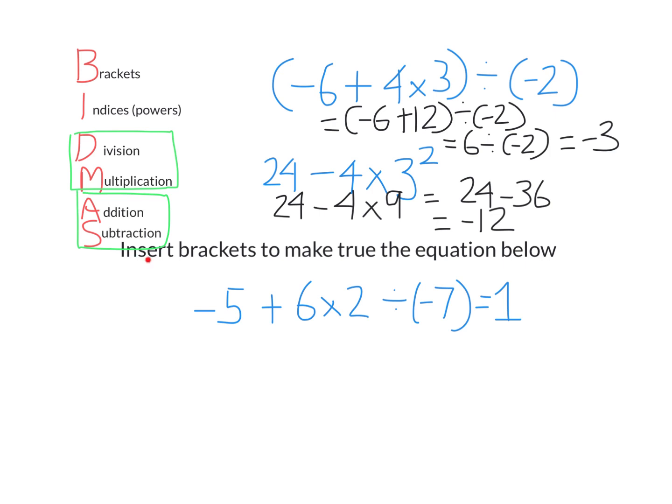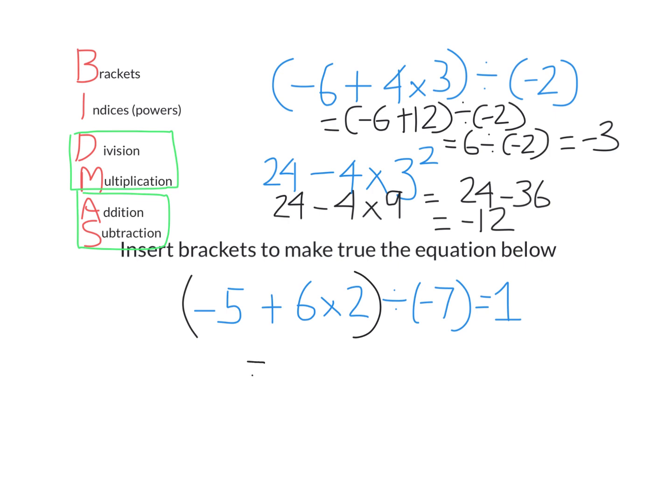Let's look at this question. Insert brackets to make true the equation below. This equation here is not true, because the way it is, we'd have to do the times first, which is 12, divided by negative 7. That gives us a messy number. That doesn't work. We need to put brackets so it does work. So there are only a few places where we can put brackets to change the order of operations. It turns out if we put the brackets here, now it works.